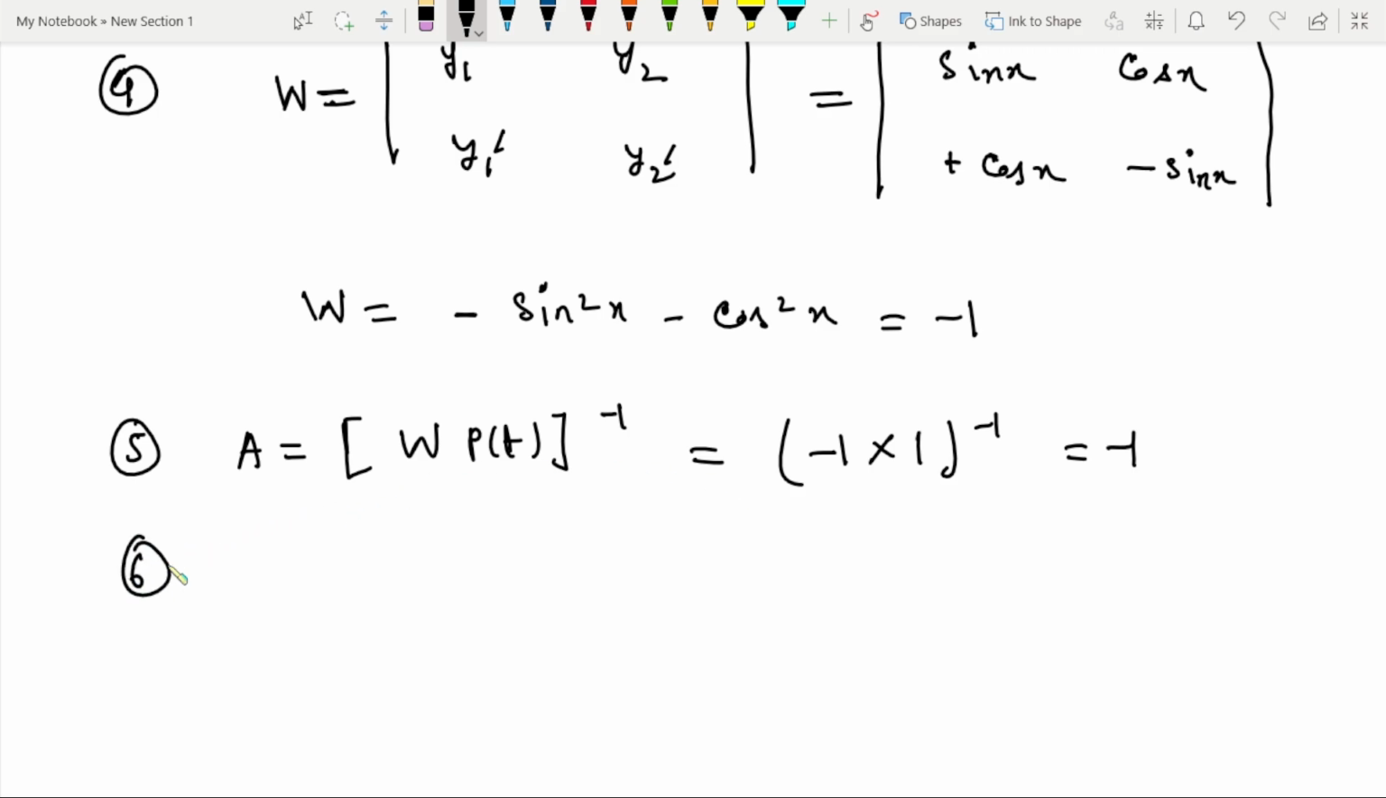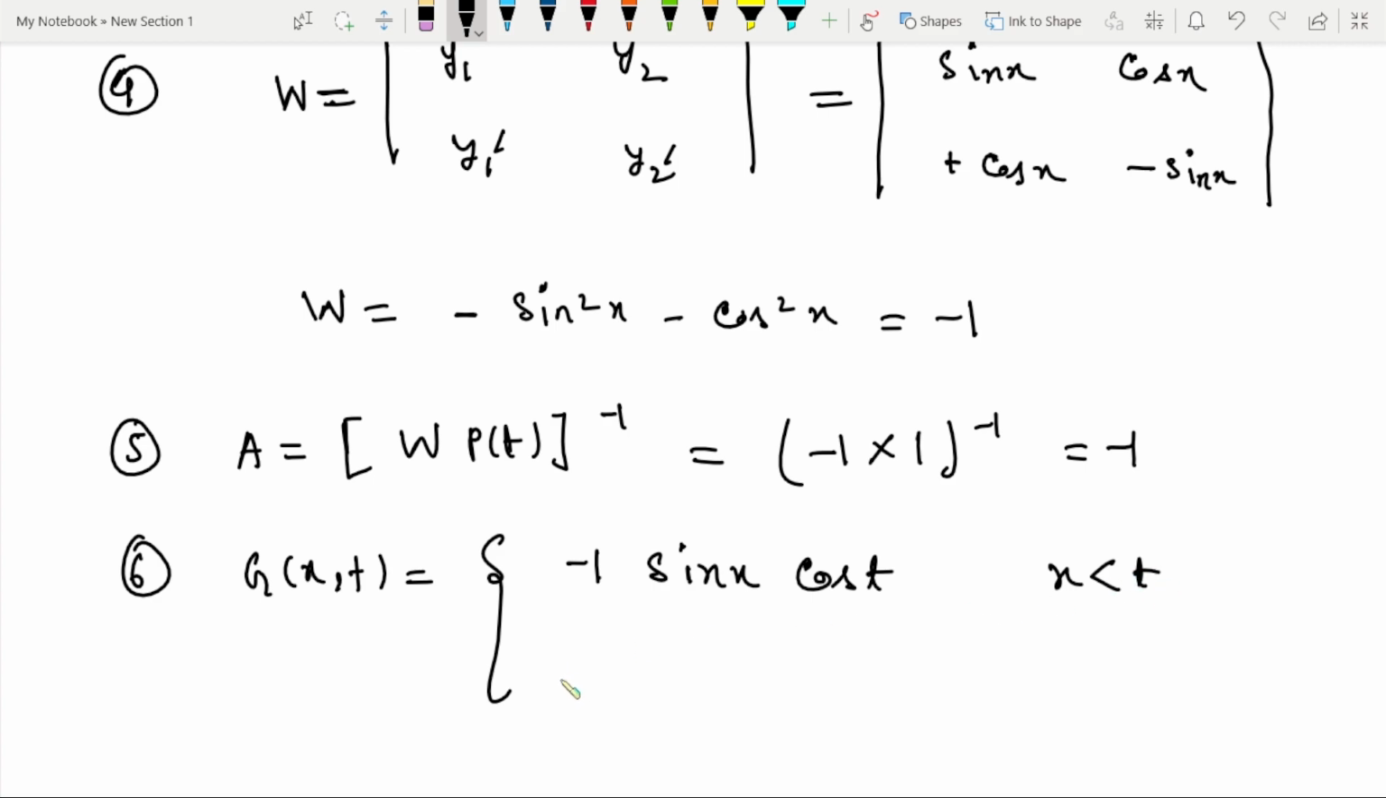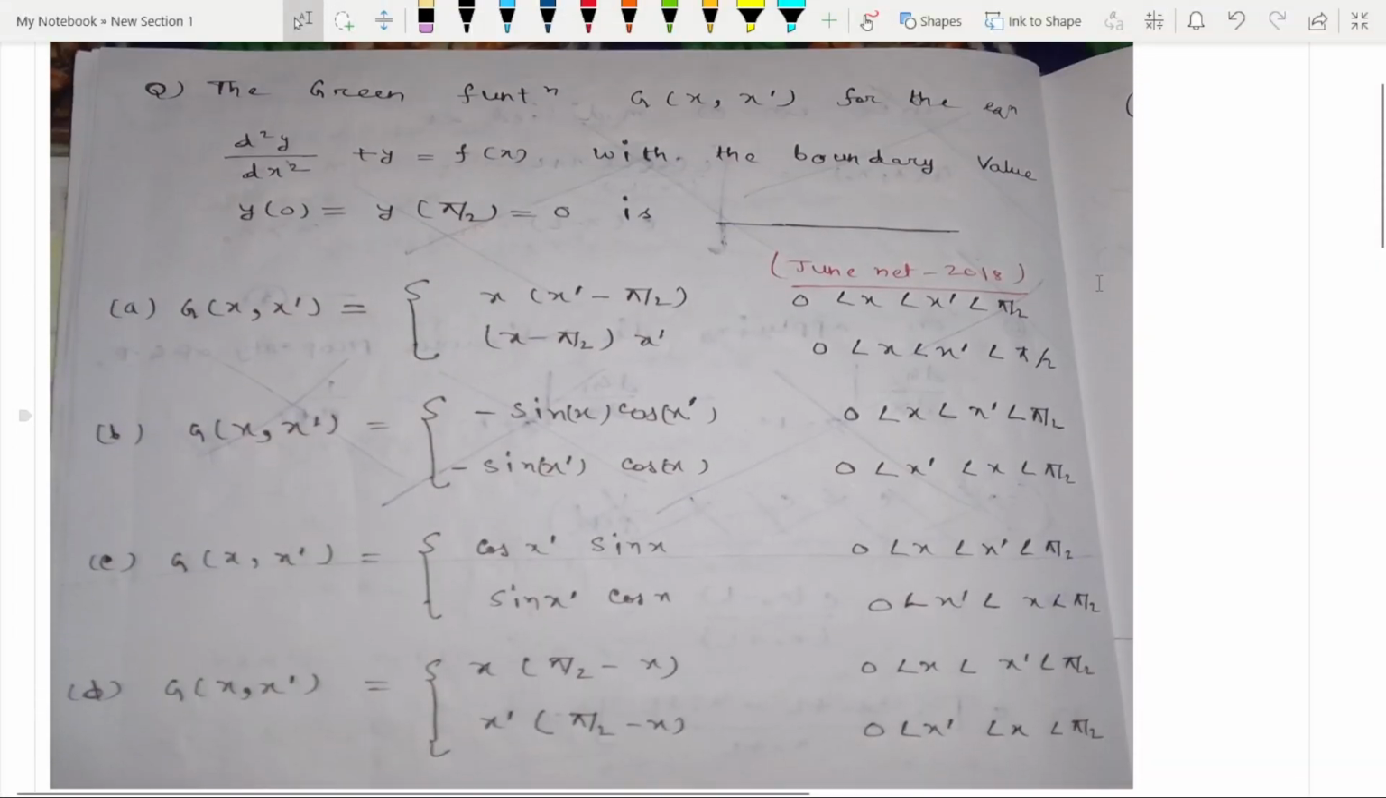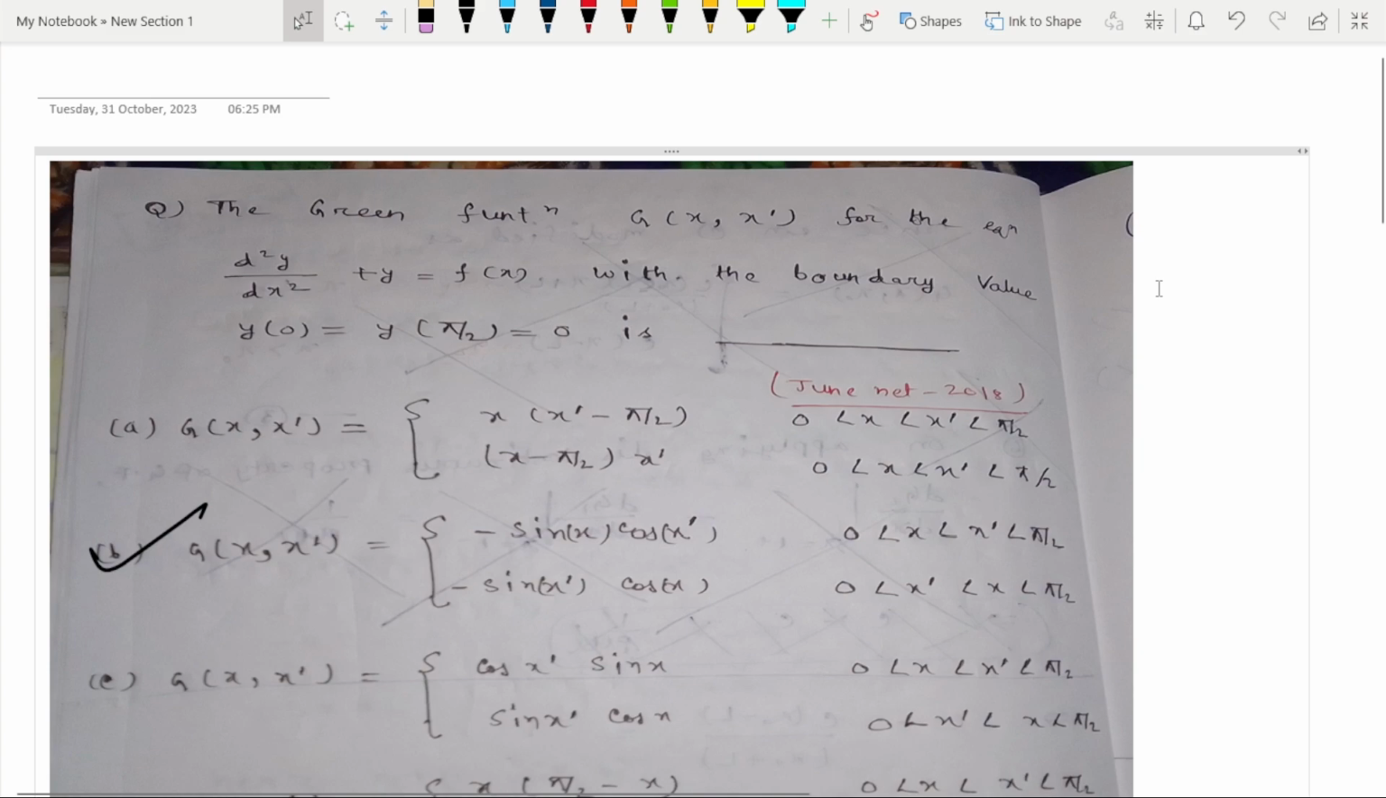Now our sixth step is the actual Green's function. The Green's function is A y1(x) y2(t): A is minus 1, y1(x) is sin x, then y2(t) is cos t. This is for the region x less than t. And second, minus 1, y1(t) meaning sin t, into cos x, y2(x). This is for the region x greater than t. So this is your answer. Which option matches? Yes, option B is correct.